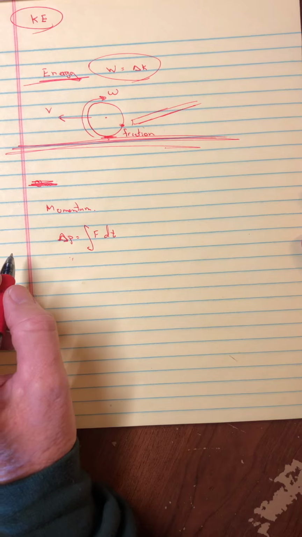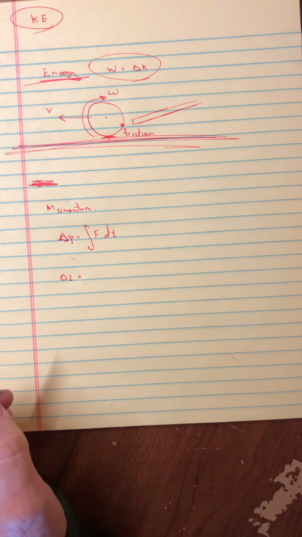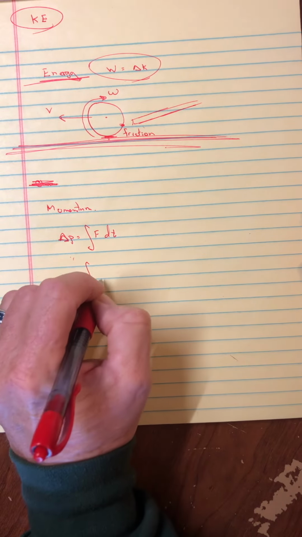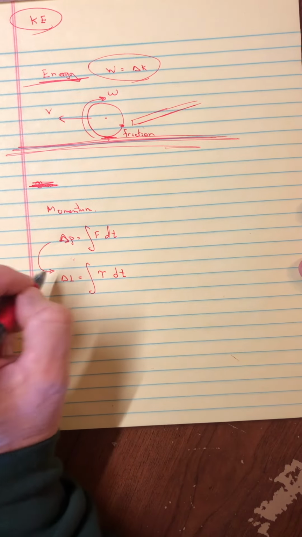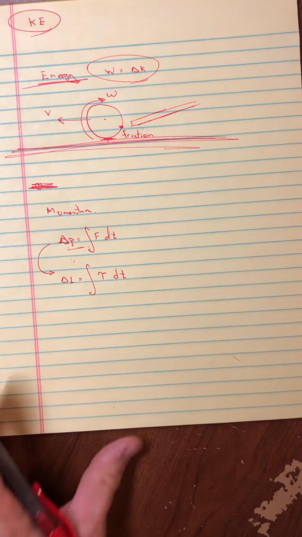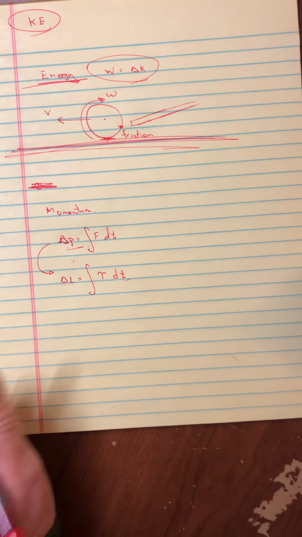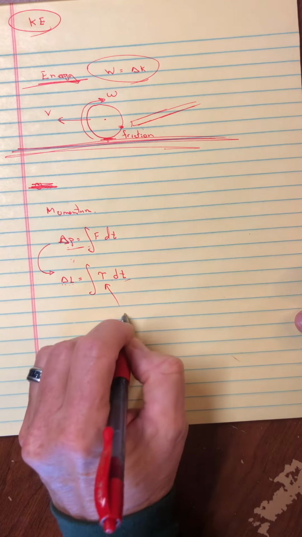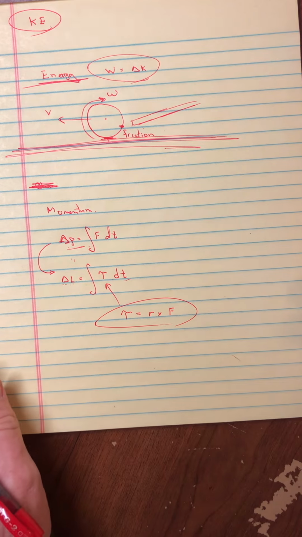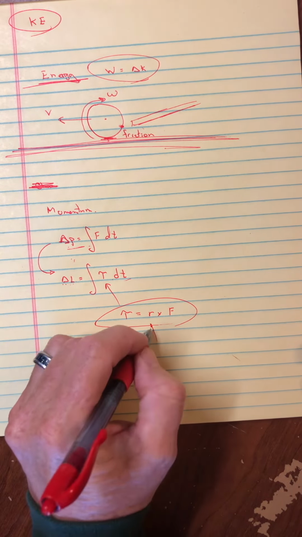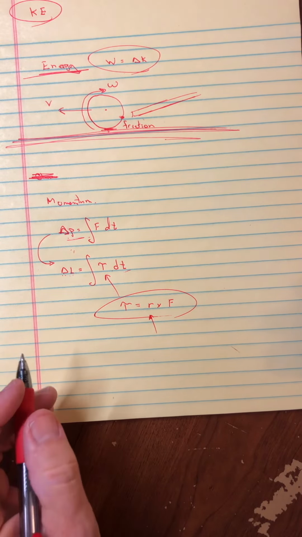Now, the more interesting one, and the one that makes this kind of a hard problem, is the change in angular momentum. Following the analogy of translational motion to rotational motion, there's a change in angular momentum when there is a torque over a period of time. And torque is a little more complicated than force. You have a force and a distance.